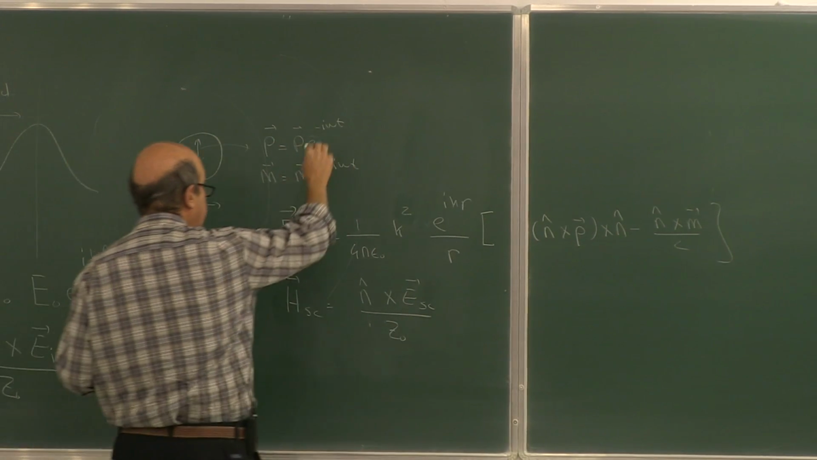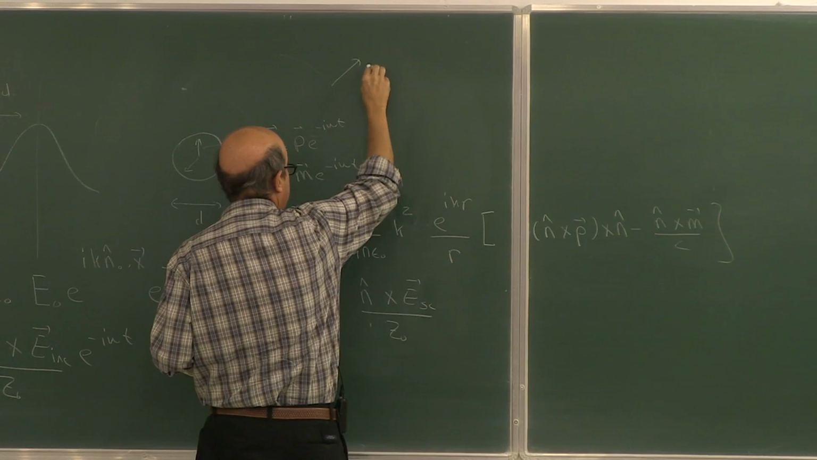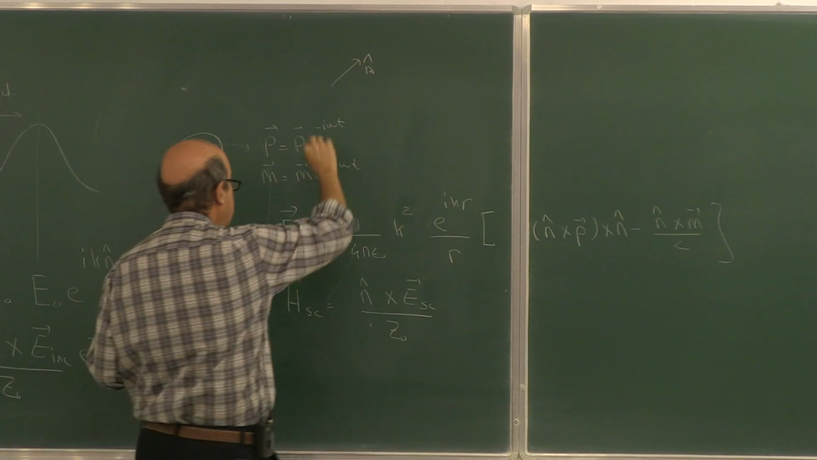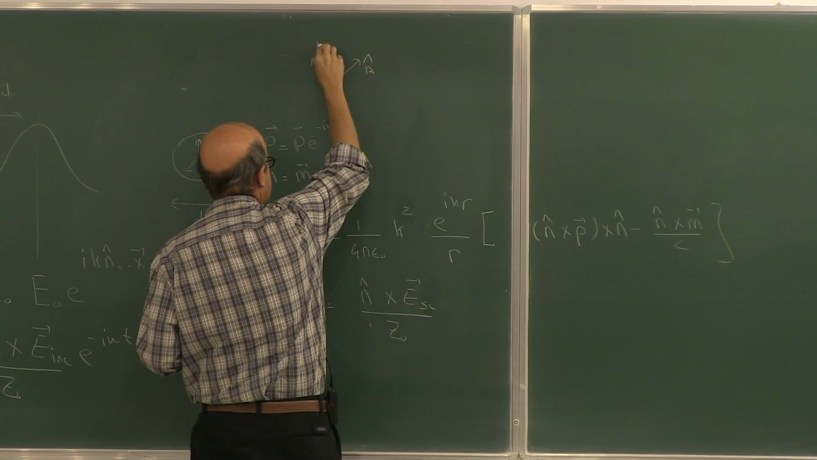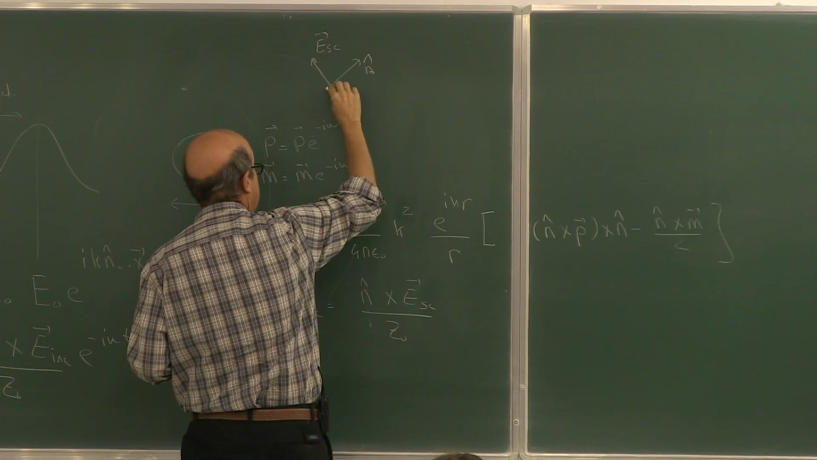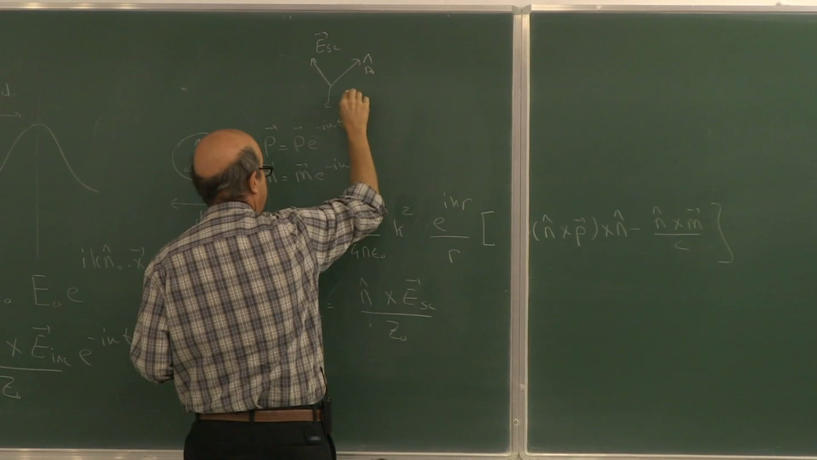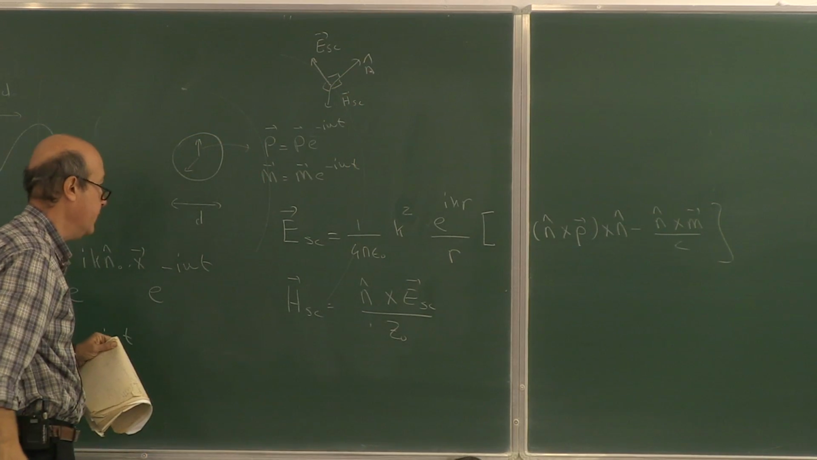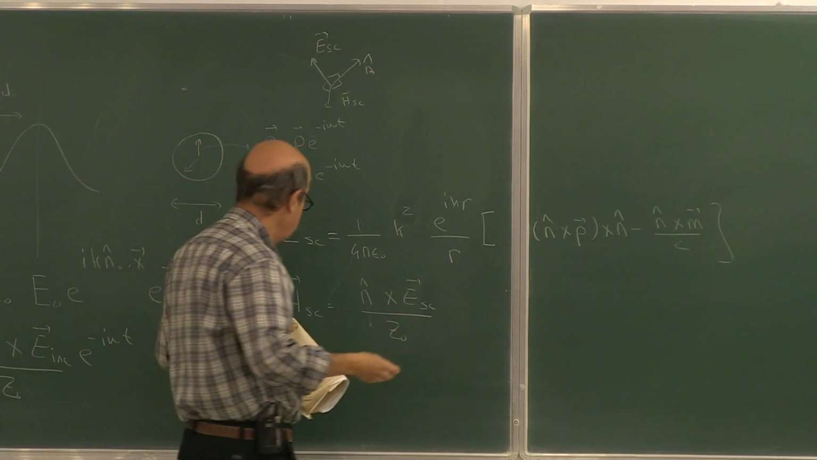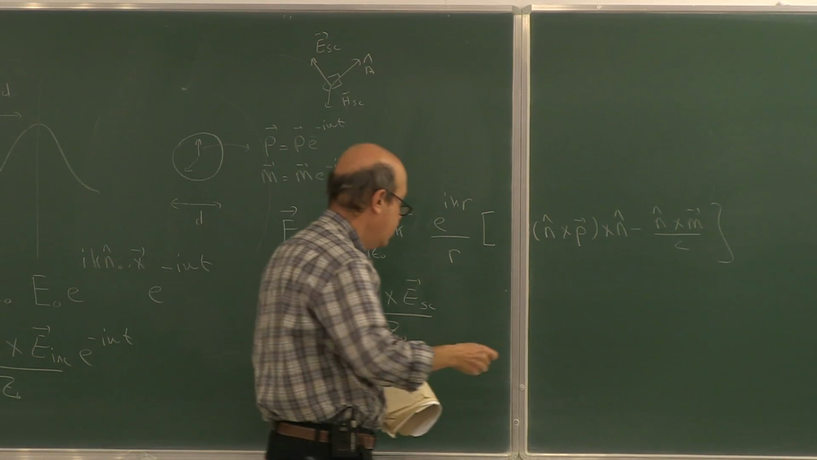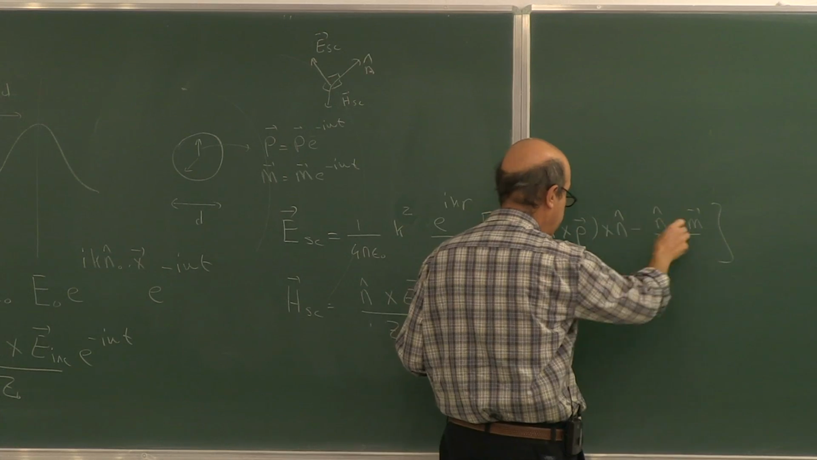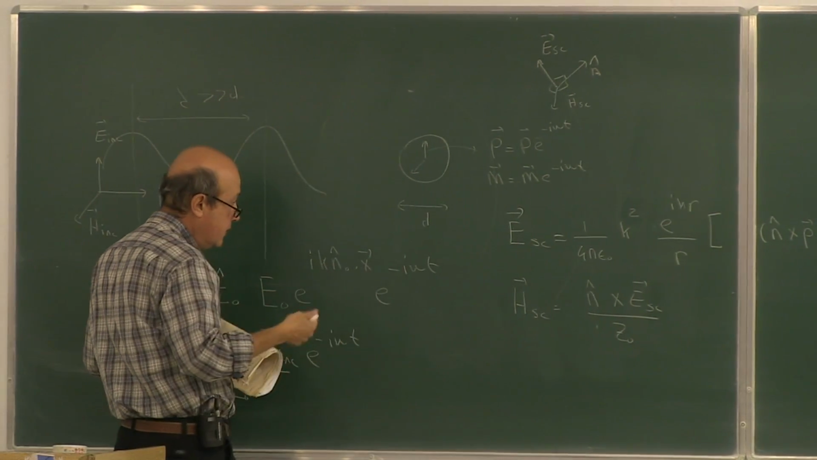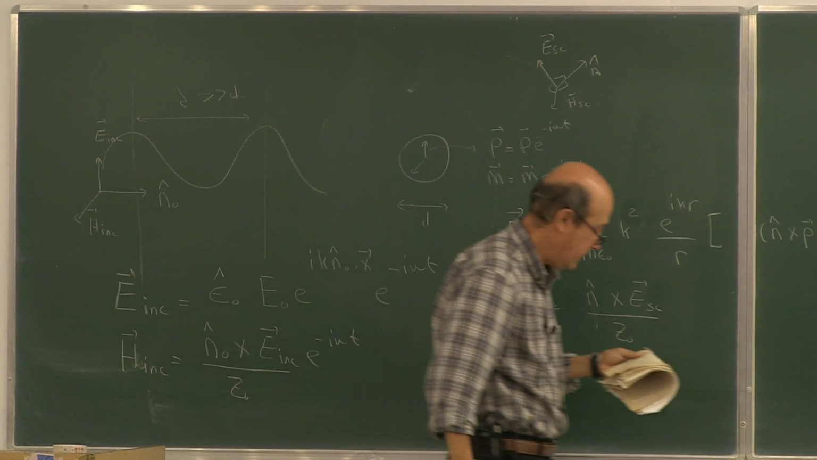So after the scattering, the propagation direction of the wave is some n, and it has E scattered and H scattered. They are all mutually orthogonal to each other, and they are spherical waves. So the sources of the scattered waves are the electric dipole and magnetic dipole. This is the summary of what we have done last time.